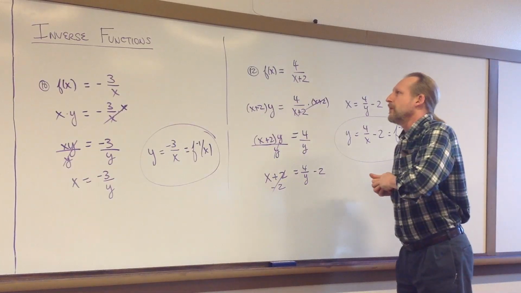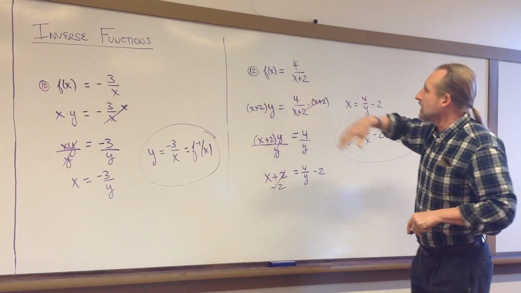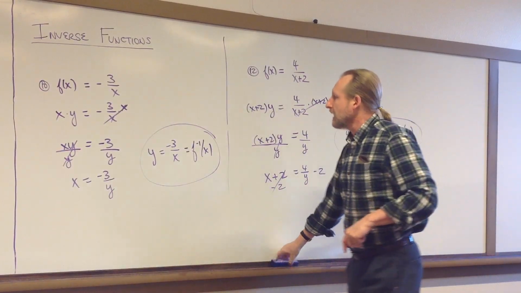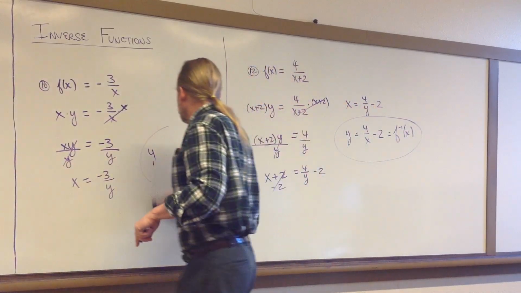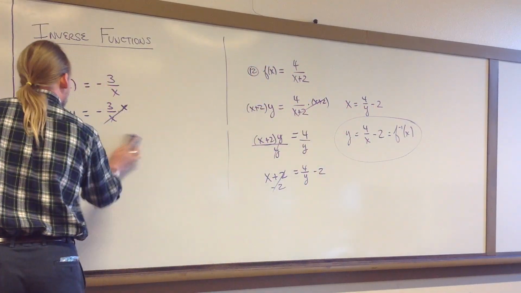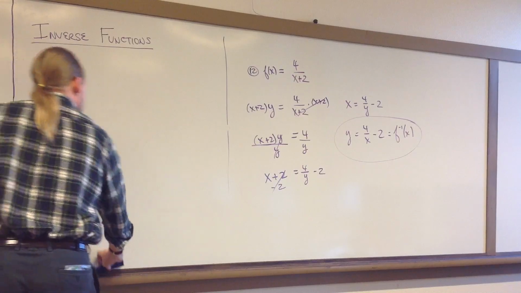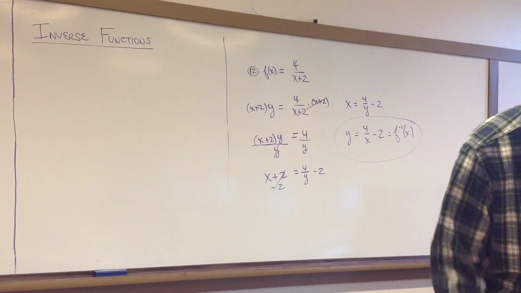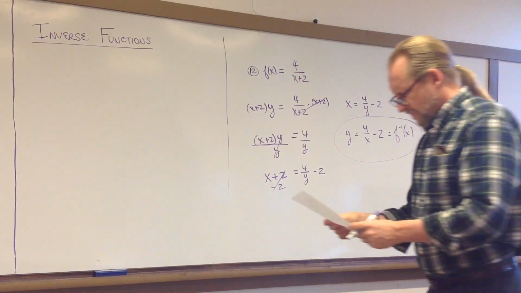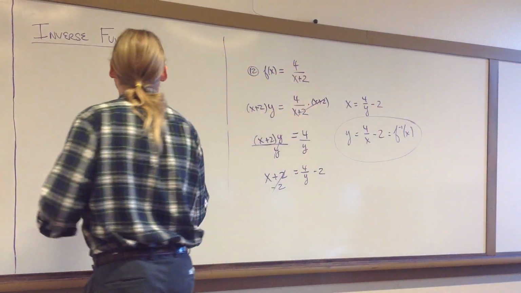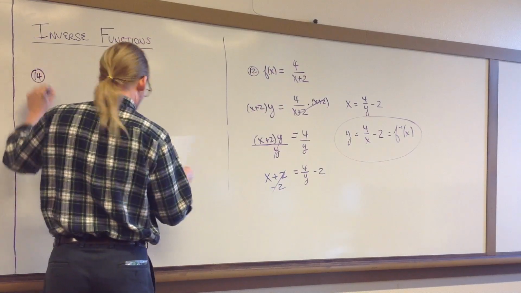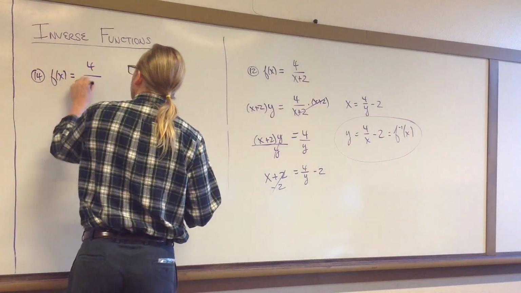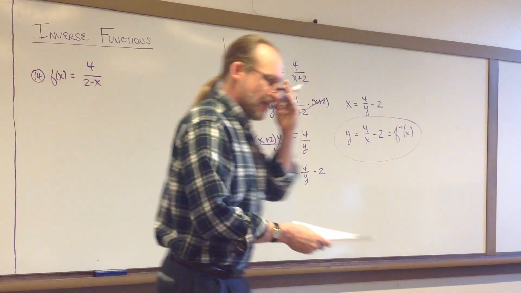A lot of times people have difficulties clearing out these denominators. It's part of the reason why I've got these problems in this section. Something that is really important to get used to if you plan to take more mathematics. Okay, let's see here. What else? Problem 14. F of x is 4 over 2 minus x.